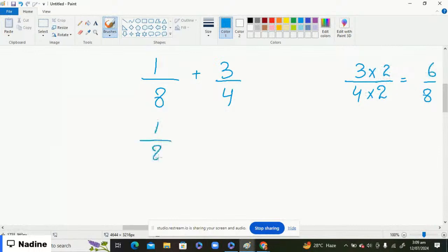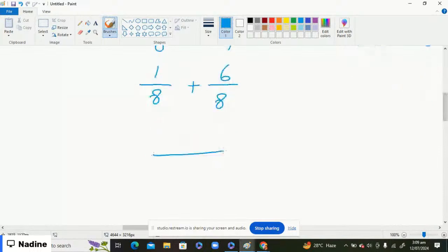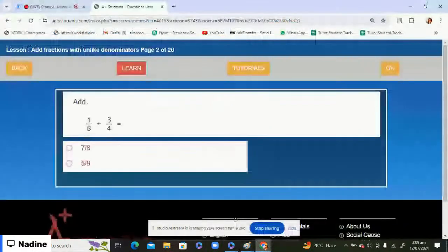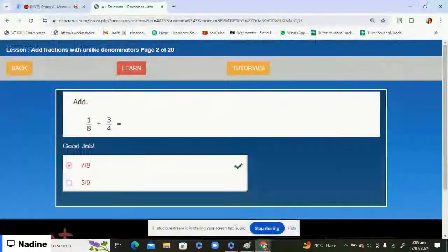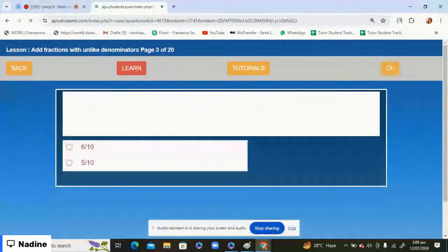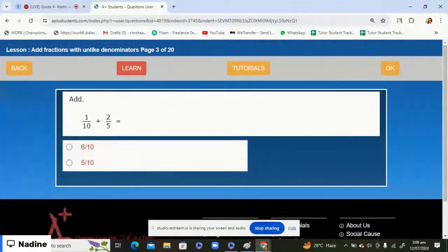So 1 by 8 as it is, plus in place of 3 by 4 we are going to put 6 by 8. Here it's 8, then 1 plus 6. What's the answer of 1 plus 6? That is 7 by 8, and that is your answer. So I'm going to put 7 by 8. All right, hope you guys understand this lesson. So solve the rest of the test questions by yourself now.